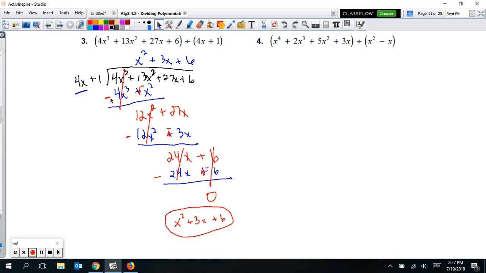So you're first going to start by asking, what do you multiply 4x by to get the 4x to the third? Well, you already have a 4. You just need 2 more x's, so x squared there. And you distribute that in, so it's 4x to the third plus an x squared, but then you change the signs to subtract. So that makes that a negative, makes this x squared negative, cancels those. 13 minus 1 gives you a 12x squared. And you bring down the 27x.